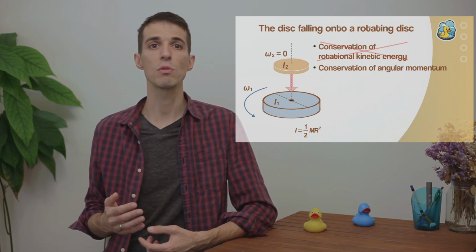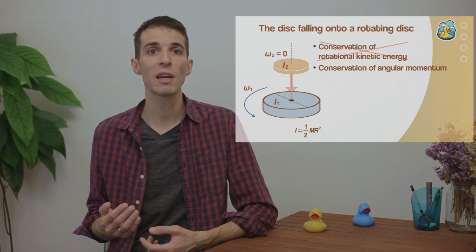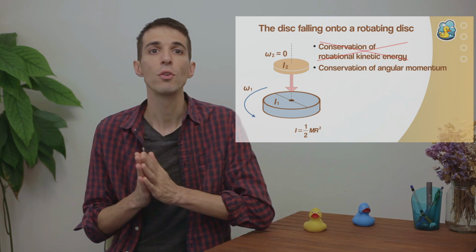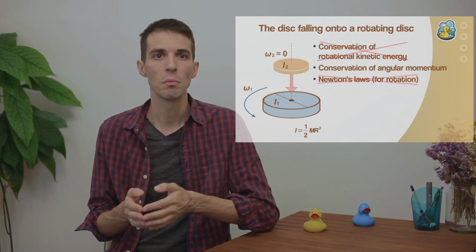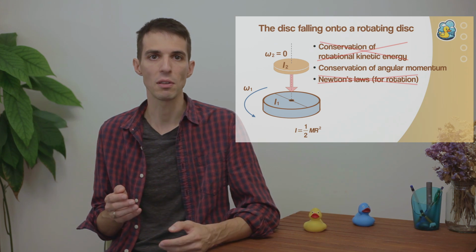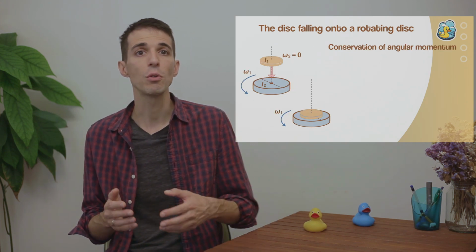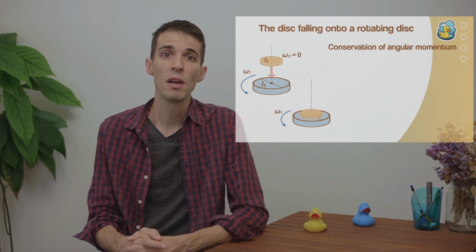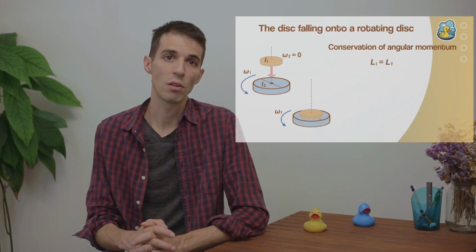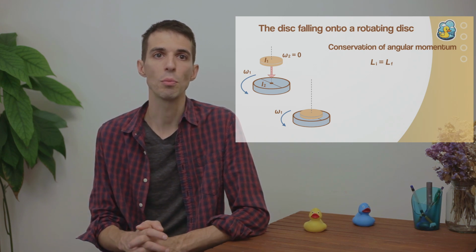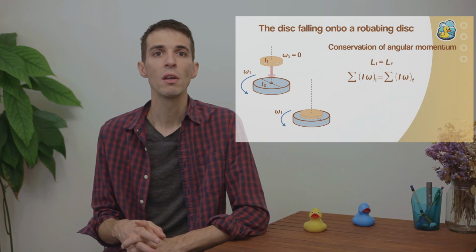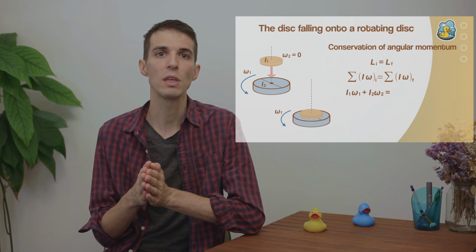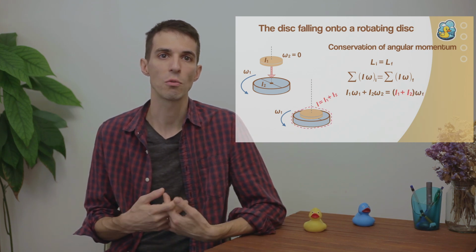Instead, we need to use conservation of angular momentum, just like how we would use conservation of linear momentum for a sticky collision. Newton's laws would be too tricky here, because the contact forces change unpredictably during the collision. We rely on conservation principles instead. The principle here is L initial equals L final, where L, the angular momentum, equals I times omega. So we have I1 times omega 1 plus I2 times omega 2 equals I1 plus I2 times omega final.